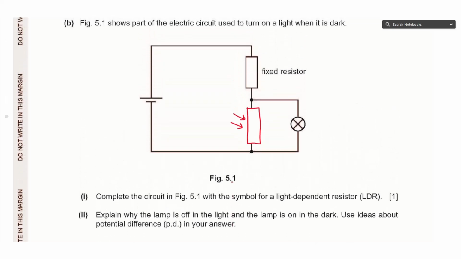So now for this type of connection, this is a potential divider circuit. So if the resistance on the bottom here decreases, the voltage also decreases. And since the lamp is connected in parallel with the LDR, its voltage also decreases because in parallel we have the same voltage.